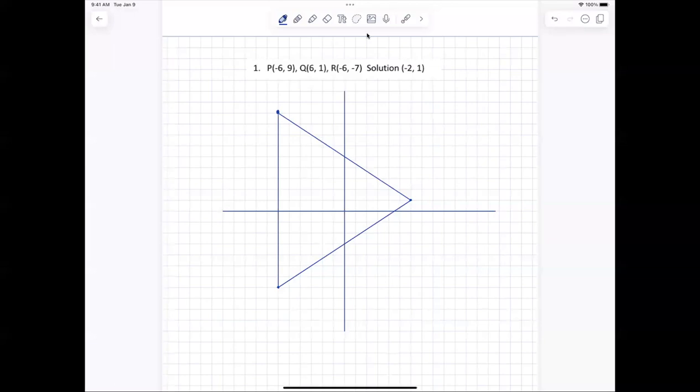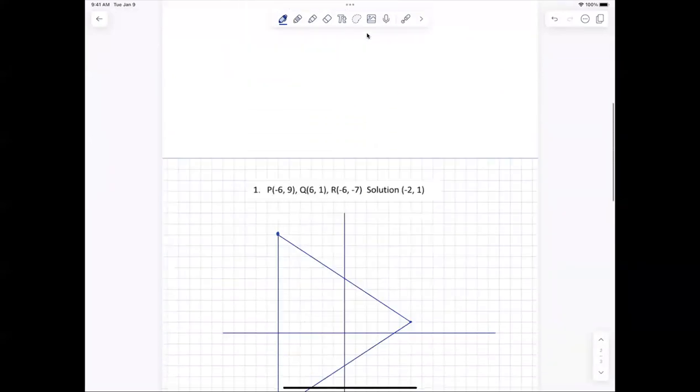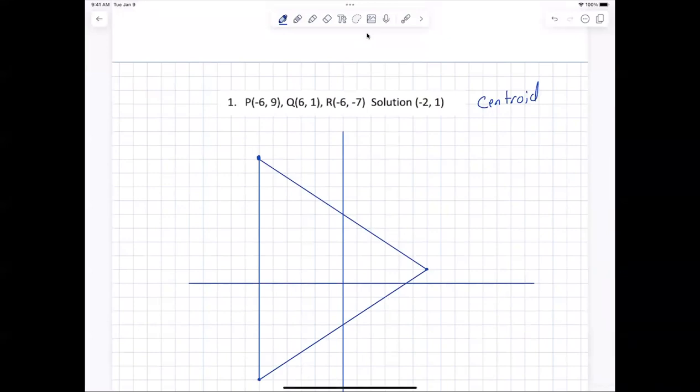Now this one seems a little bit easier because there's at least one vertical line. All right, and I forget already what we're finding. The centroid. So the centroid is the what? The center of the triangle. Yes, but what is it? What are we constructing? The 3 what? The lines that go through the middle. The 3 medians, thank you. We're going to construct the 3 medians.